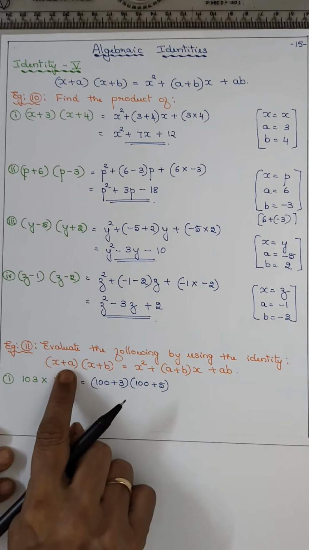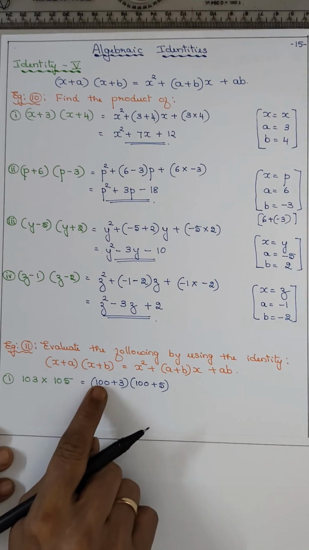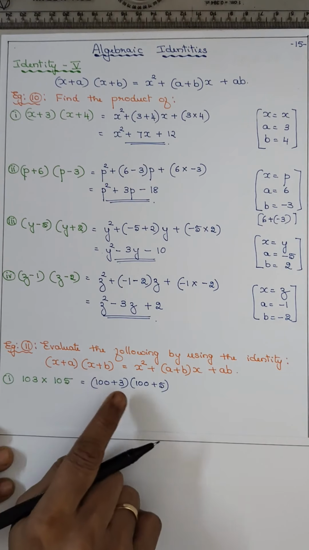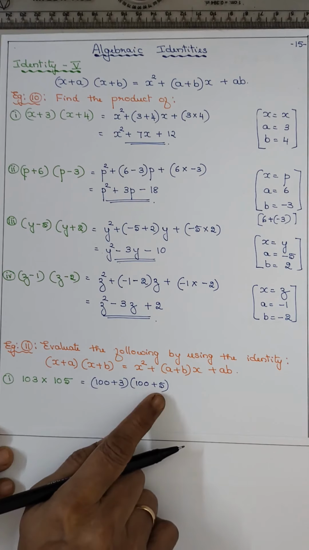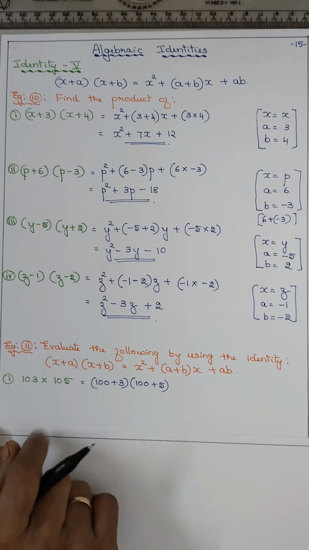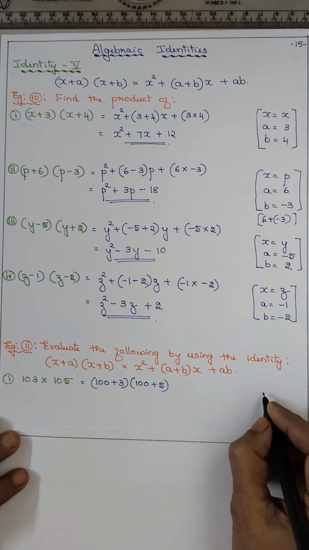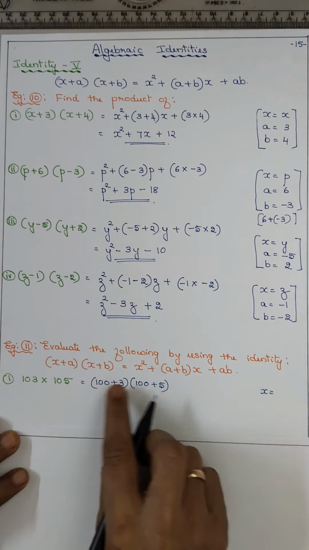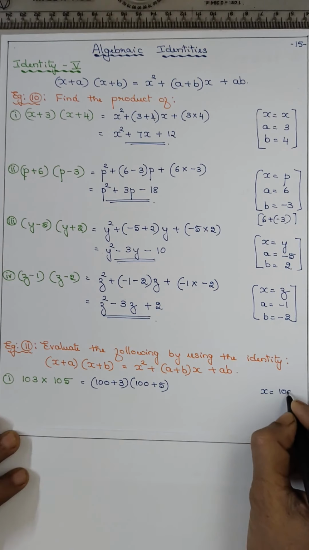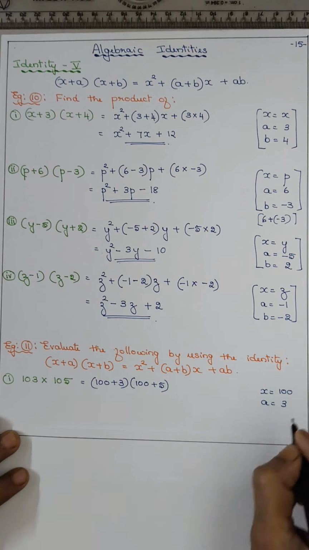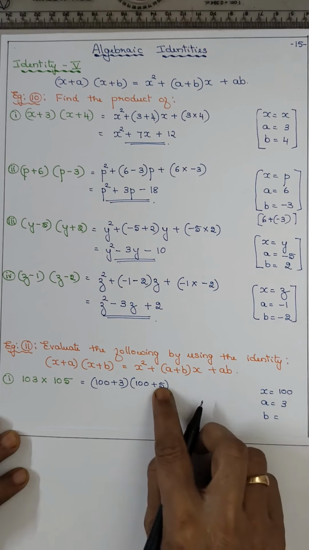Now, is it in this form? Yes. 100, 100, that is x, same. A is 3 and B is 5. They are different. So, this is the fifth identity. So, right side you write x is equal to, first term is 100. A is equal to, here it is 3, B is equal to 5.